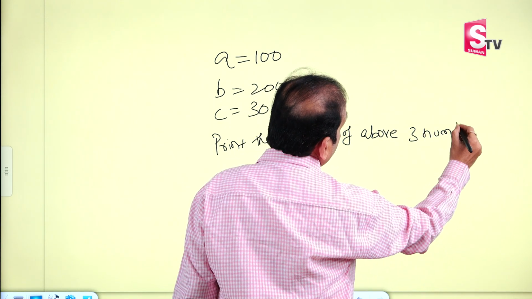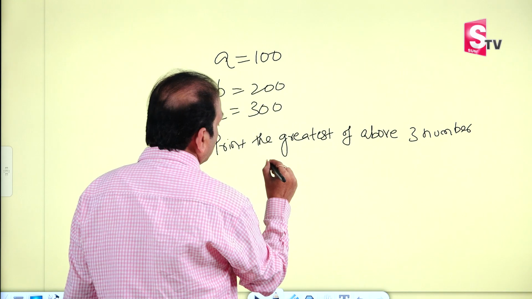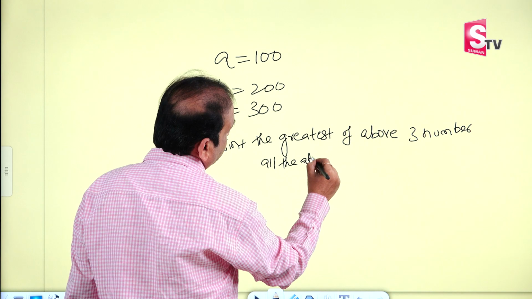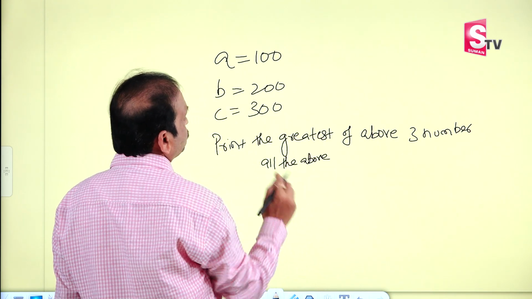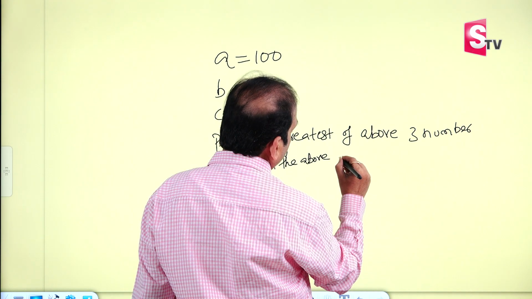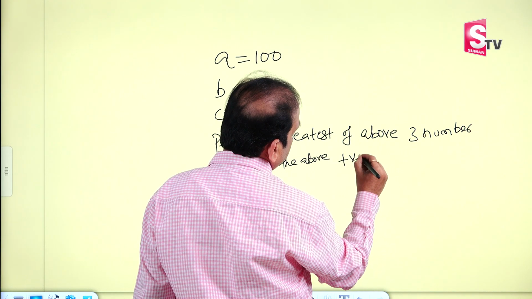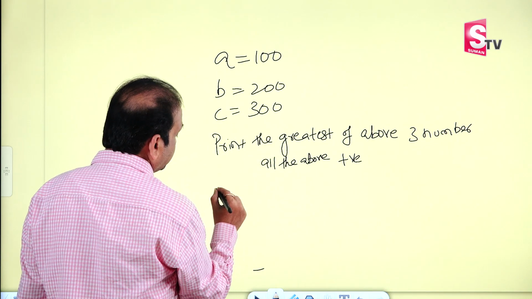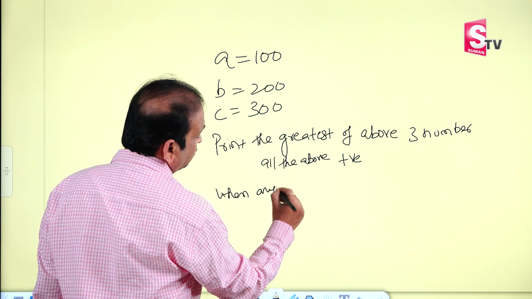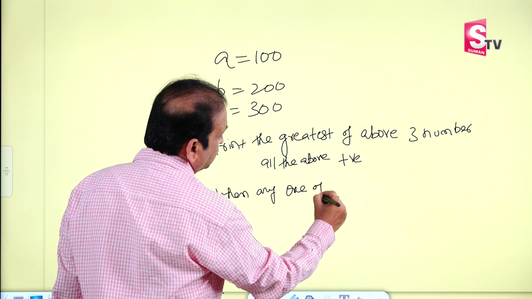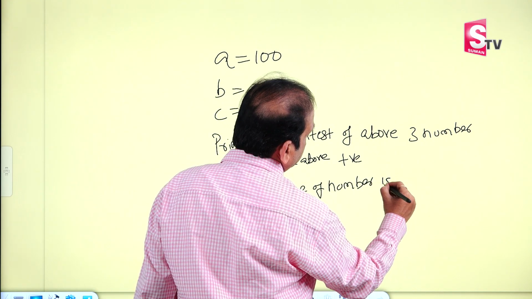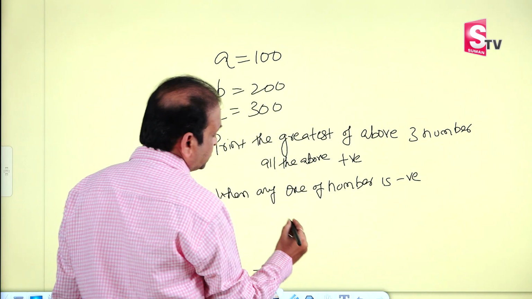When all are positive, the condition should be that all the above numbers are positive numbers. If they all are positive, then print the greatest of these 3 numbers. But when any one of the numbers is negative, it should print one message.